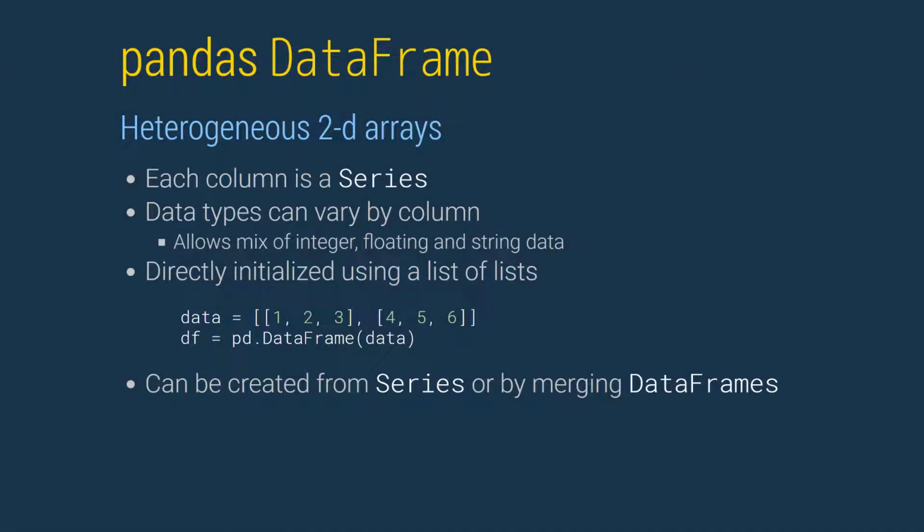Data frames are collections of series where each column represents a single series. Data frames can be heterogeneous if the data types of each series differ. This allows for a mix of integers, floating point values, strings, and dates to be stored together. Data frames are directly initialized using a list of lists to represent the 2D array. Each of the inner lists is a row in the data frame. Data frames can also be created by merging multiple series or other data frames. This is a topic of a later lesson.